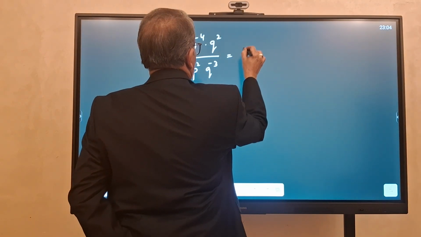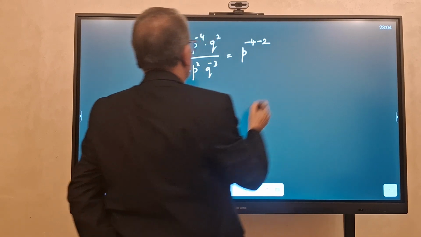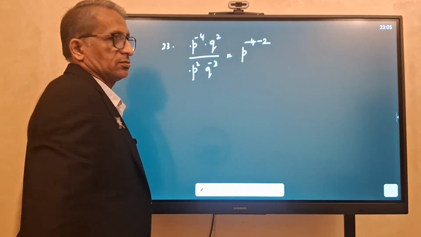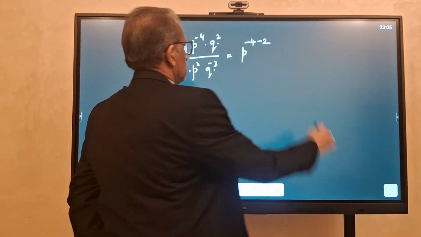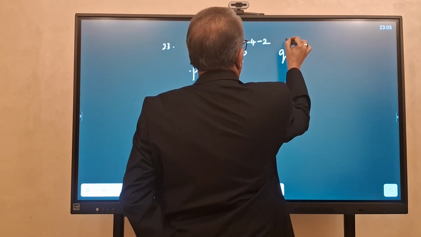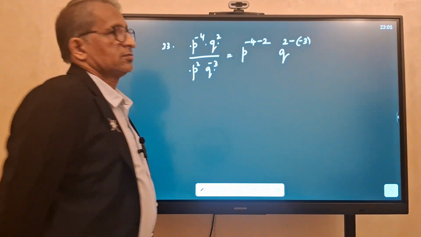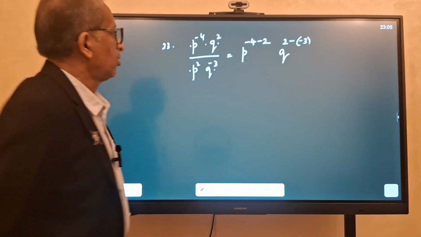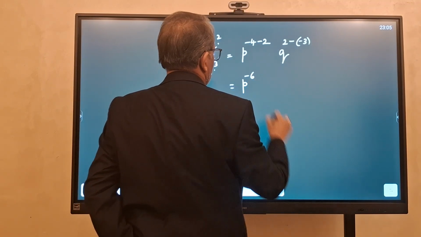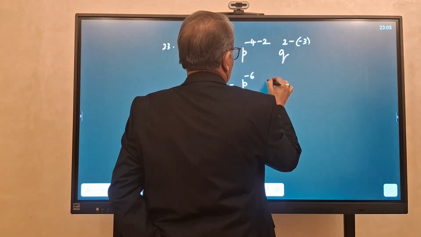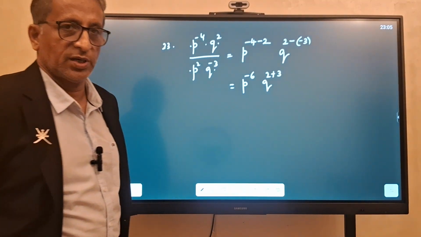So therefore, the power of P is first the numerator minus the denominator, that is minus 4 minus 2. Now the same way I can apply the formula for Q. So the Q power is up, it is 2 minus of minus 3. So this is how we simplify. Opening the bracket, you know that minus minus means it is plus, that is minus 6, and opening the bracket gives you Q power 2 plus 3 because minus into minus is plus.